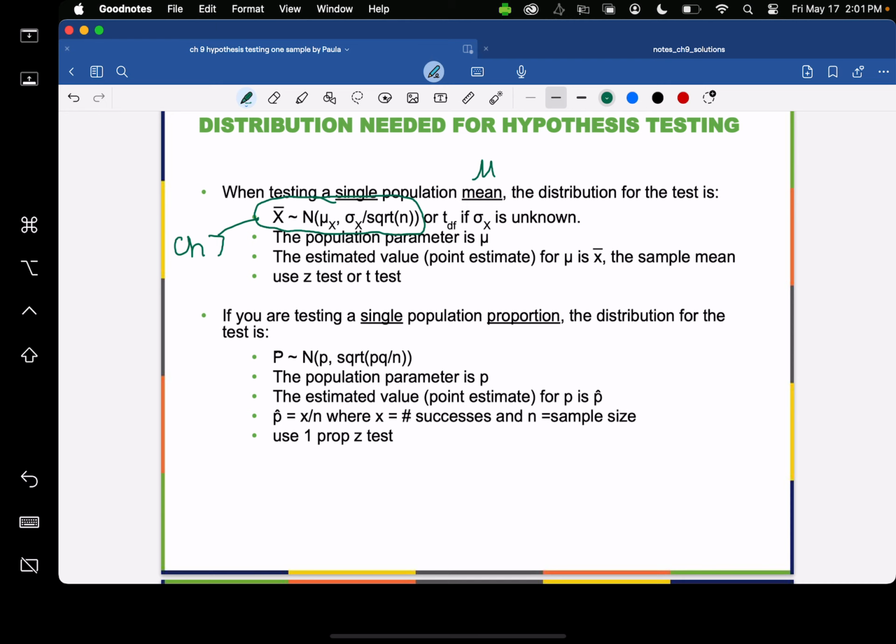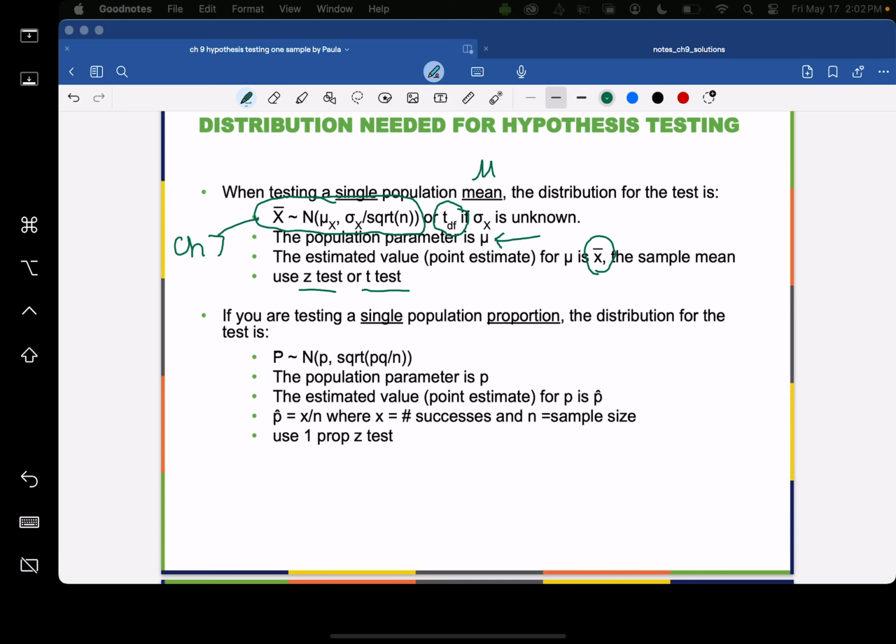Now, if we get ourselves into a situation where we do not know the sigma for the underlying distribution, then we go to our plan B, which is to use the t distribution. So the population parameter is mu. The estimated value or point estimate for mu is x bar, the sample mean. And then we can use the z-test or the t-test. And again, these are going to be in our calculator under stat tests, and I'll show you how to do that shortly.